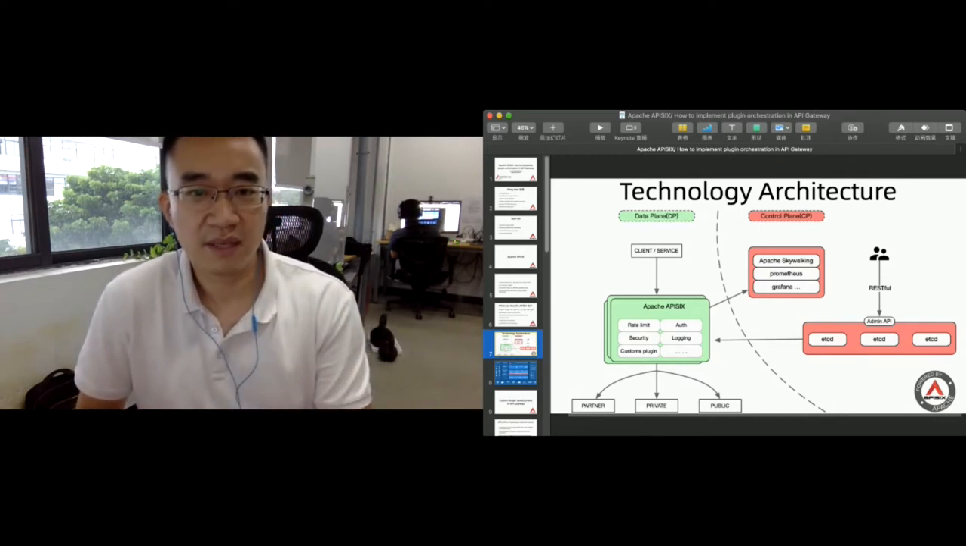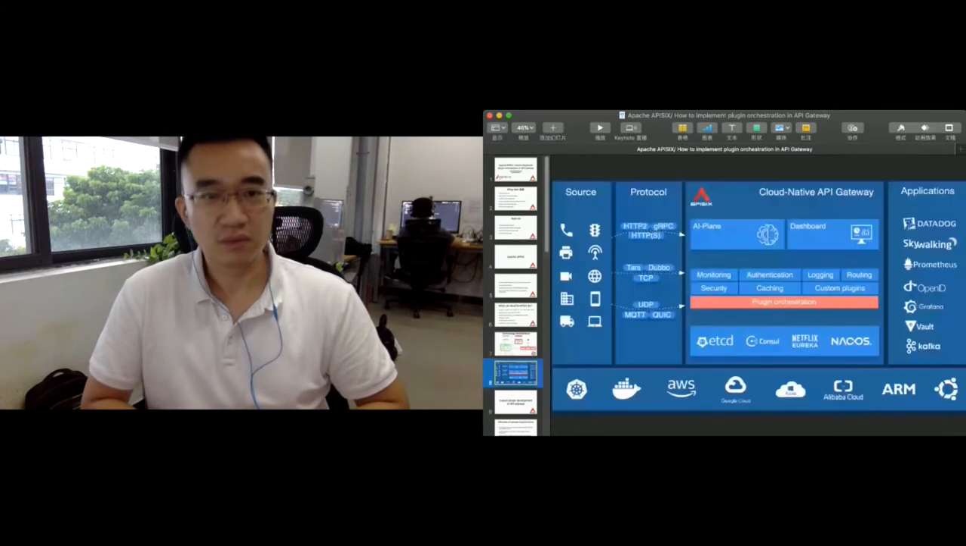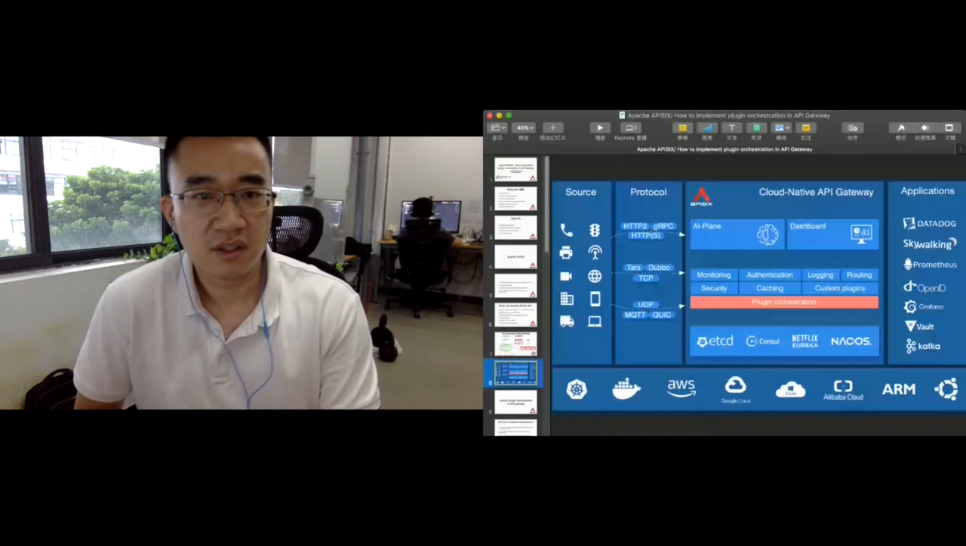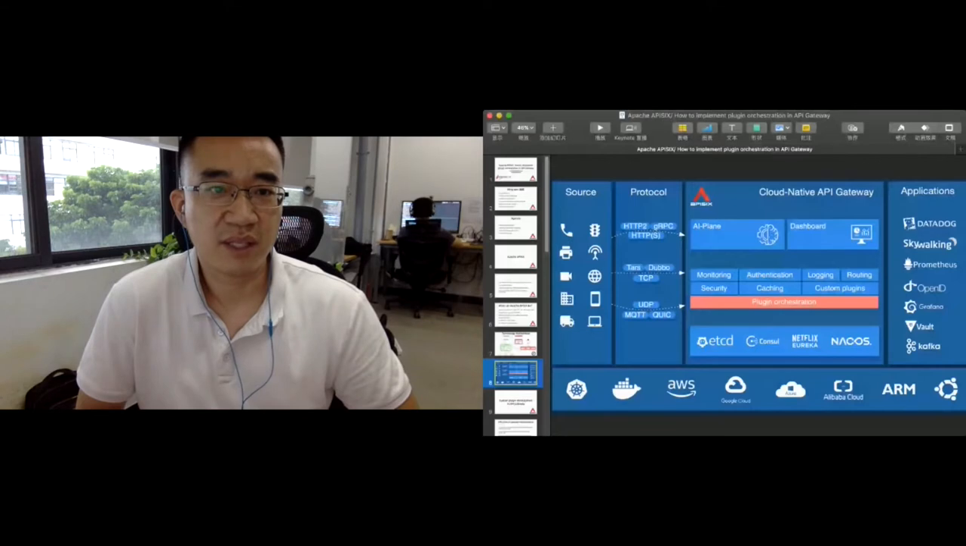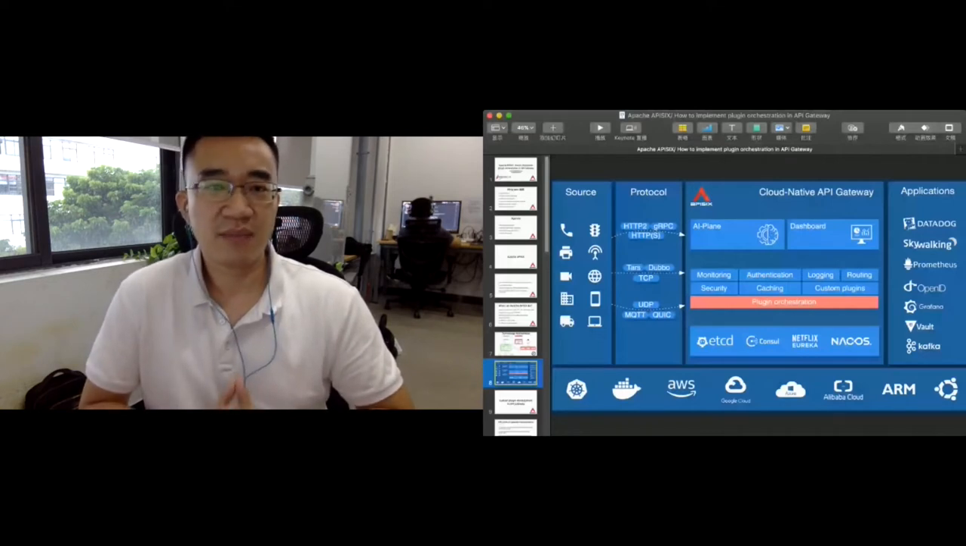APISIX also supports many service discovery centers. For example, etcd, Consul, NACOS. As a very important infrastructure software, the API Gateway is generally placed at the entrance of the traffic. Therefore, it not only needs to process requests from the client, but it also needs to connect to some backend services. For example, SkyWalking, Datadog, Kafka.